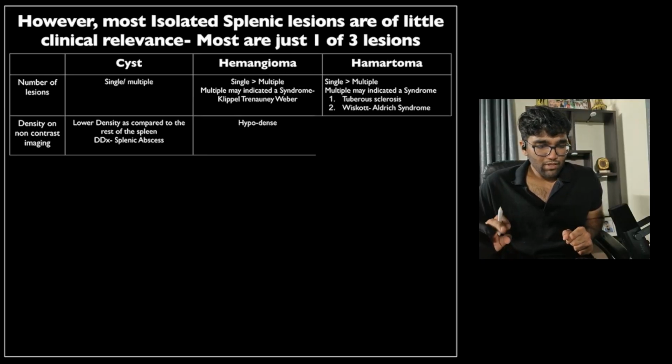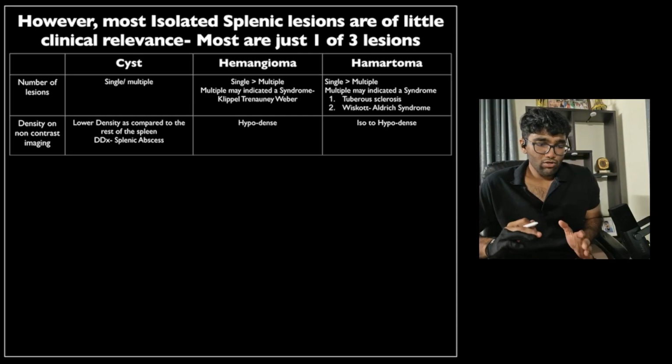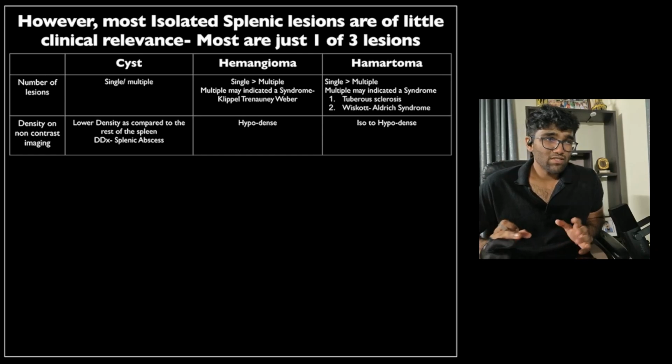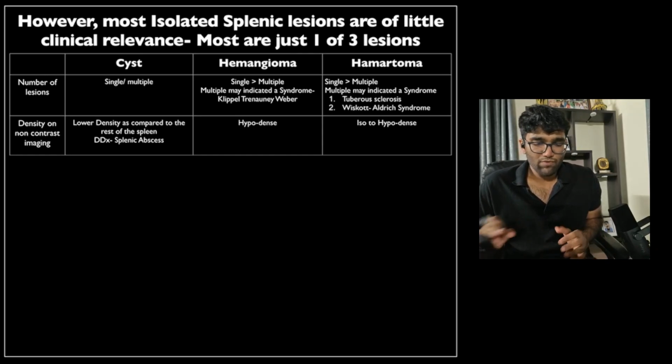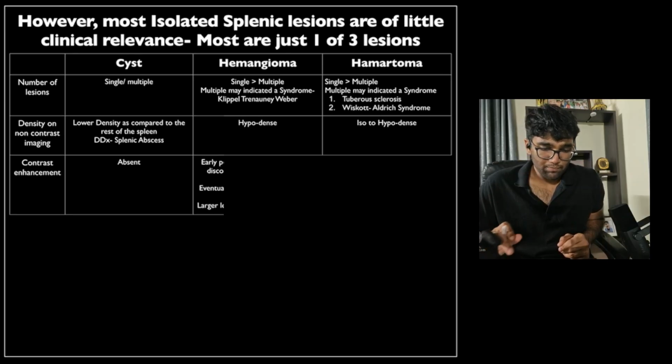Then the next thing is, on a non-contrast image, what do you find? On a non-contrast image, what we find is a lower density as compared to the rest of the spleen. So the differential diagnosis of this is a splenic abscess, and we will see what features suggest a splenic abscess in such a situation in the next slide. Then we have hypodensity, which is there in hemangioma. Hematomas are typically isodense to hypodense.